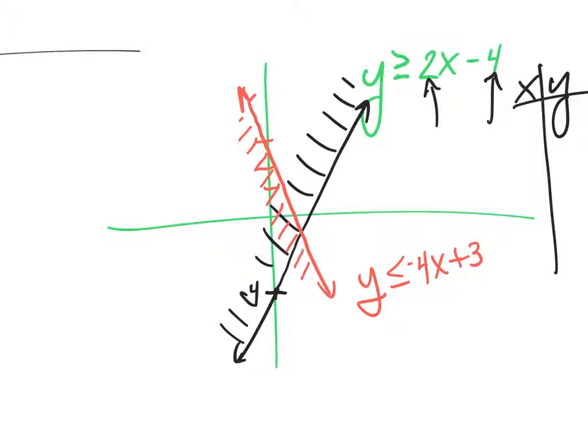Less than means shade underneath it. Final answer, the feasible region. I'm going to make it in blue. It'll be right there.